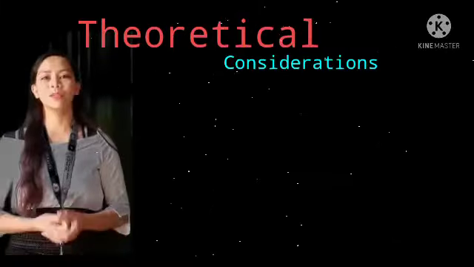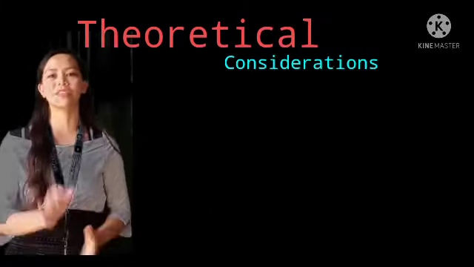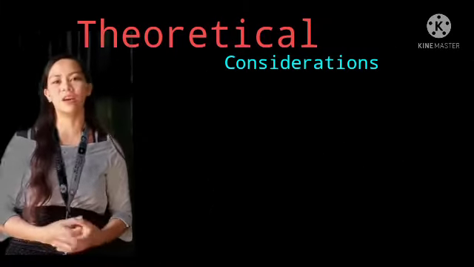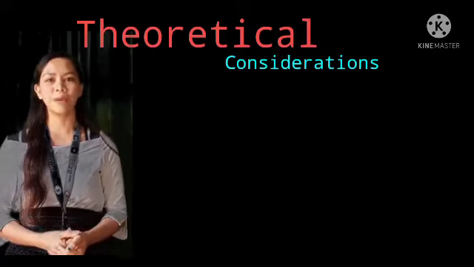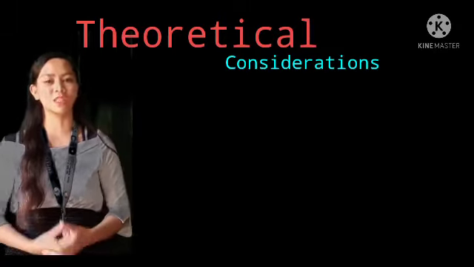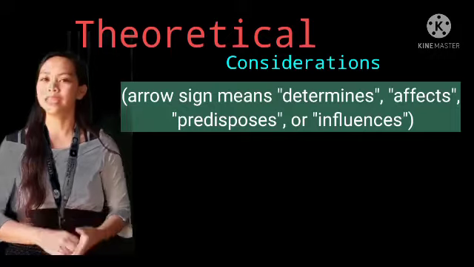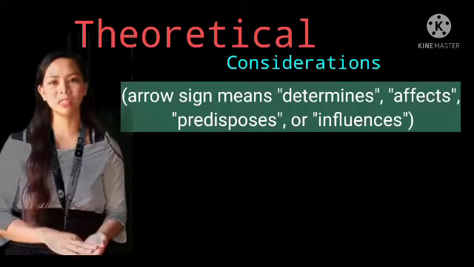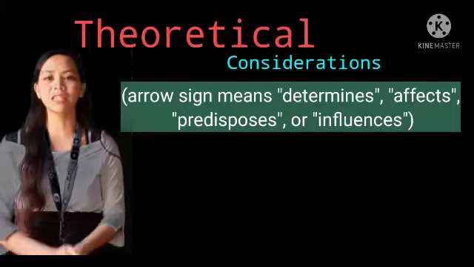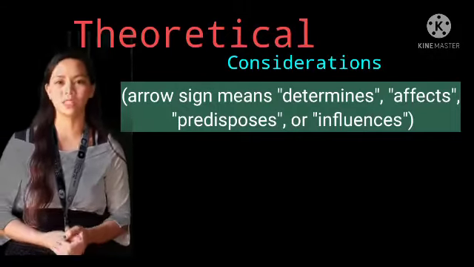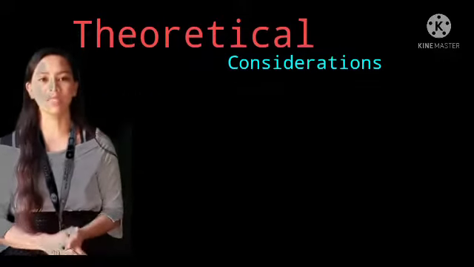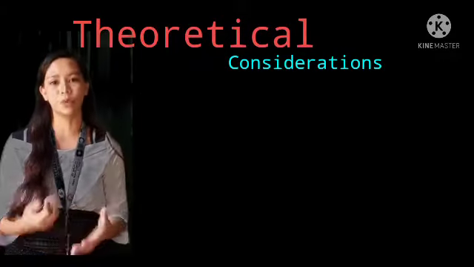Now, we will look at three ways to describe the relationship between language, culture, and thought based on the theories provided by specific proponents. The arrow sign there means determines, affects, predisposes, or influences, depending on how strong a claim one wants to make. But this time I will just be using the concept influences.